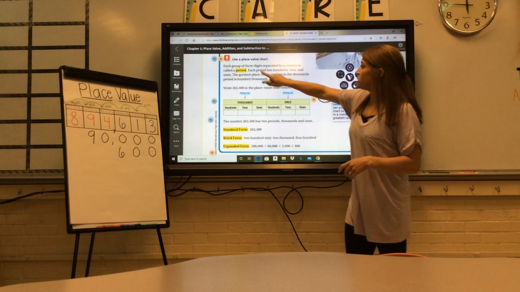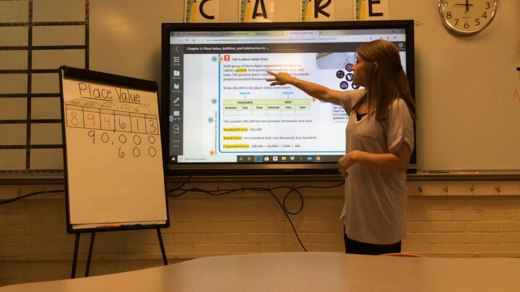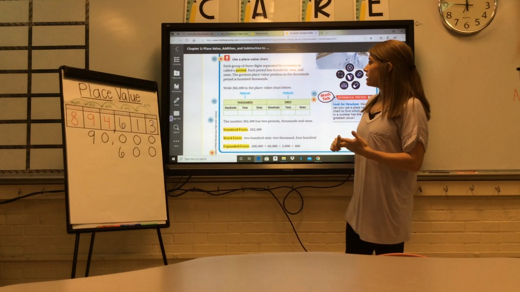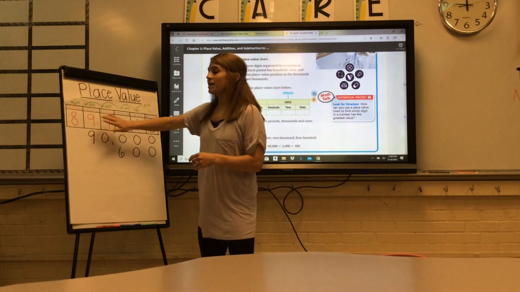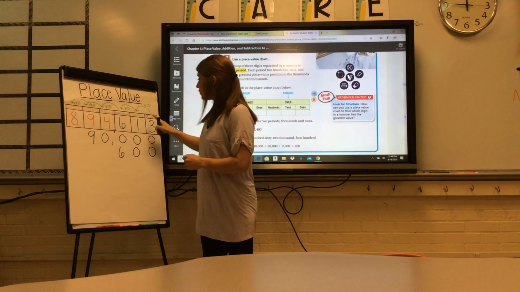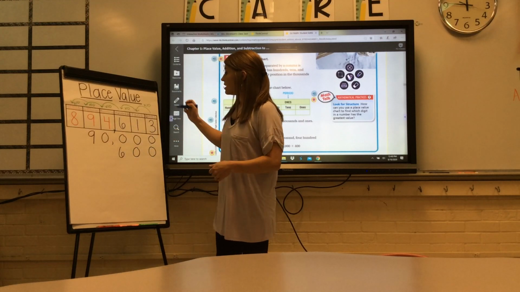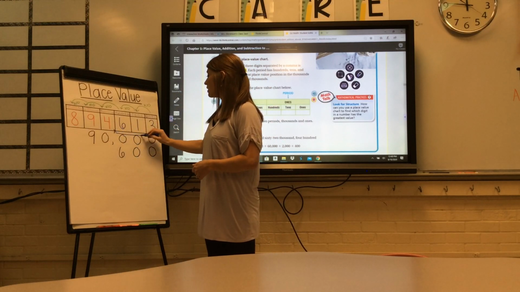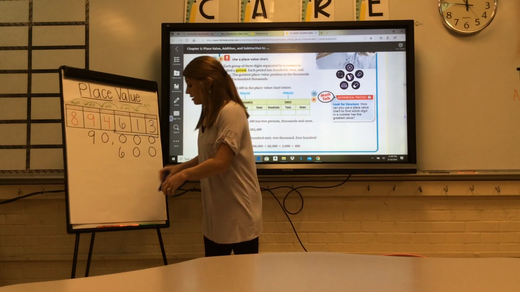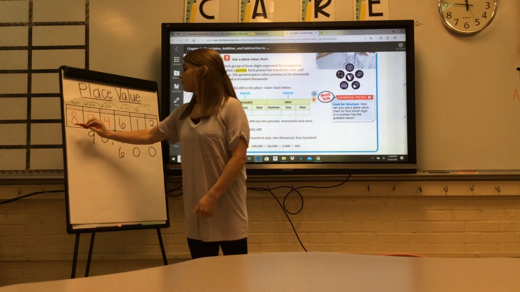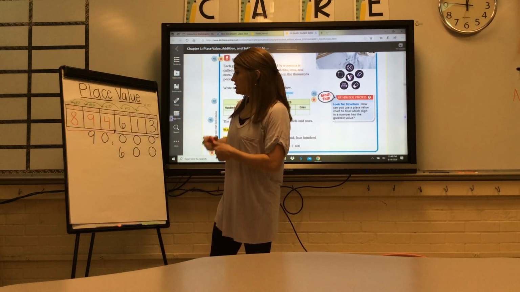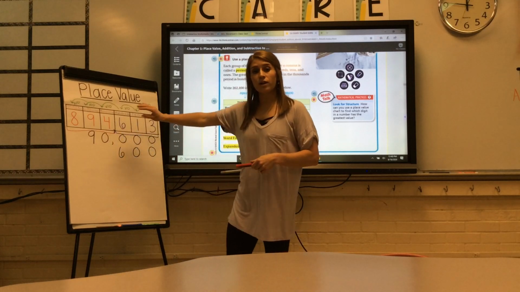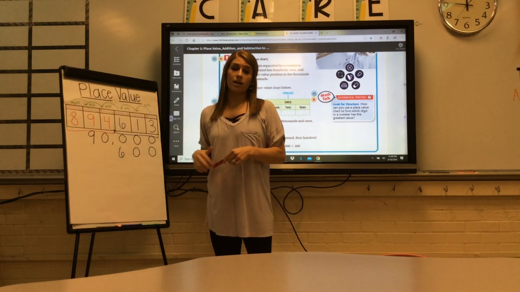It says each group of 3 digits separated by a comma is called a period. Each period has hundreds, tens, and ones, and the greatest place value position in the thousands period is the 100,000. So over here, if you can see, I've got these in different colors. So these first 3 numbers, that is the ones period. And then these numbers over here, that's the thousands period. And as you can see, they're separated by that comma. So every 3 numbers, there's a comma, and then it'll start a new period.